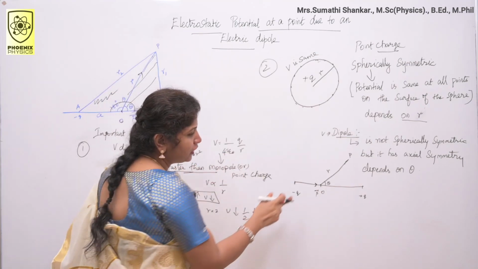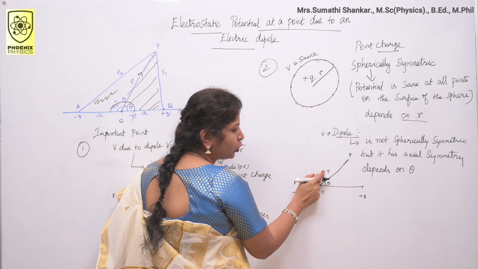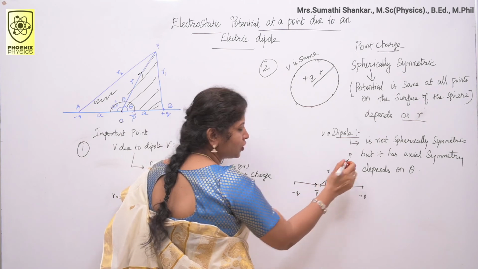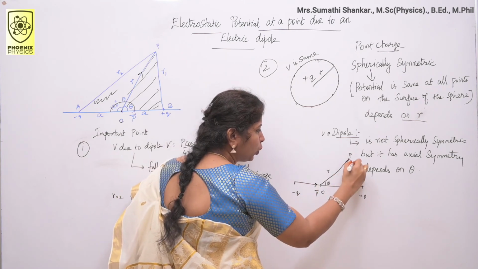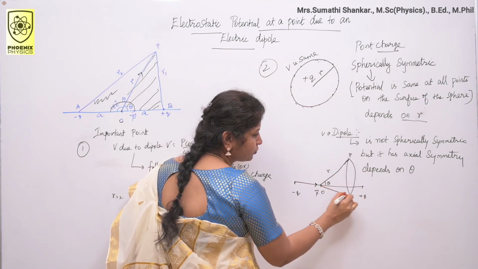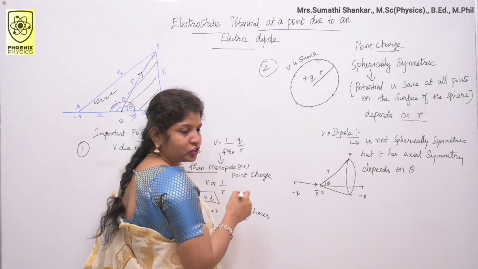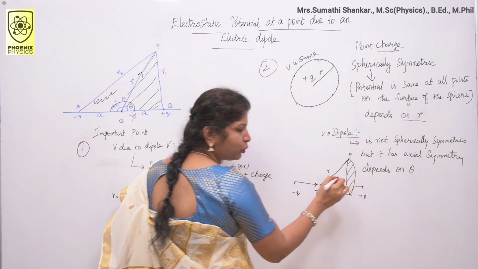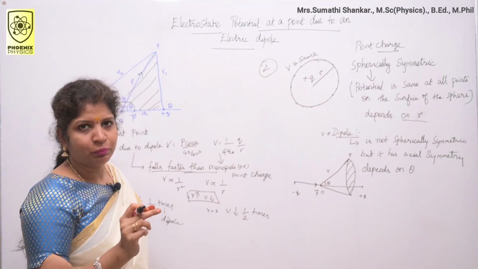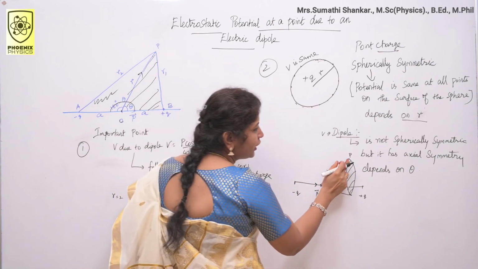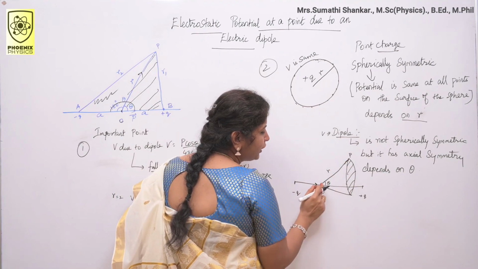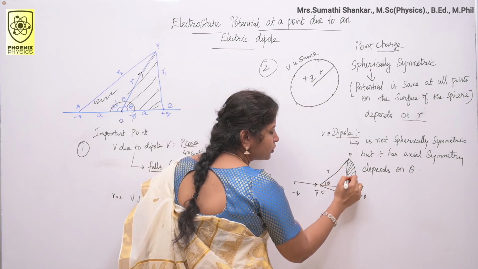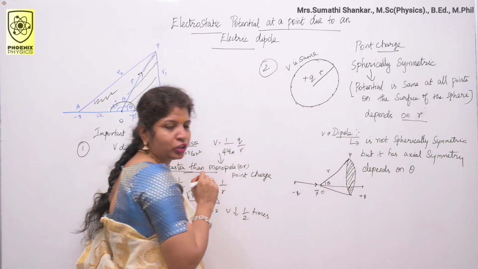Imagine this R rotates about this axis by keeping theta constant, then you can get a cone like structure like this. Here the potential is the same. In this shaded portion the potential is the same. Why? Because each point has equal distance from the center of the dipole. So this shaded area has equal potential.